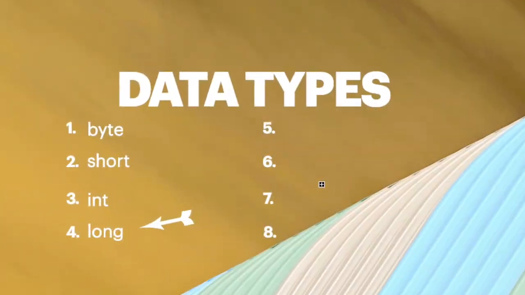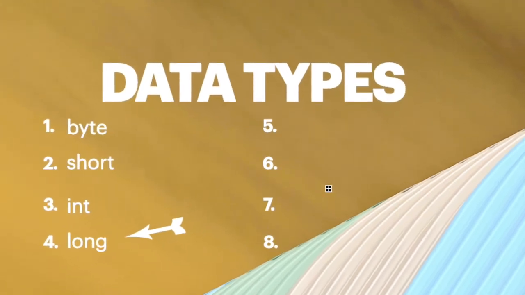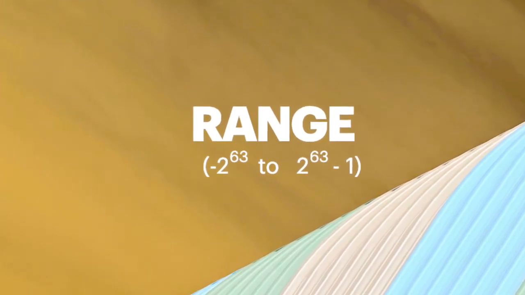But let's suppose we need to store a larger integer and we need more space to do so. In this case, we would use a long. A long data type stores 8 bytes of storage and has a range of -2 to the 63rd power to 2 to the 63rd power minus 1.